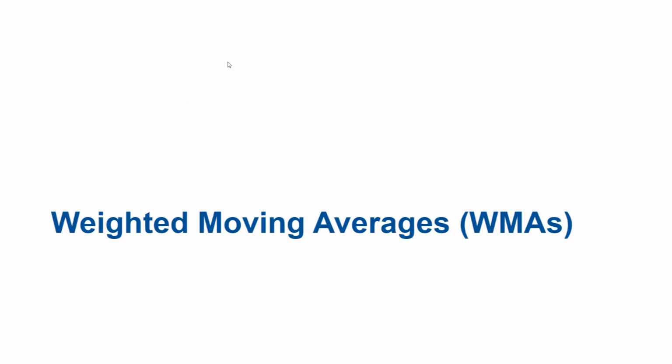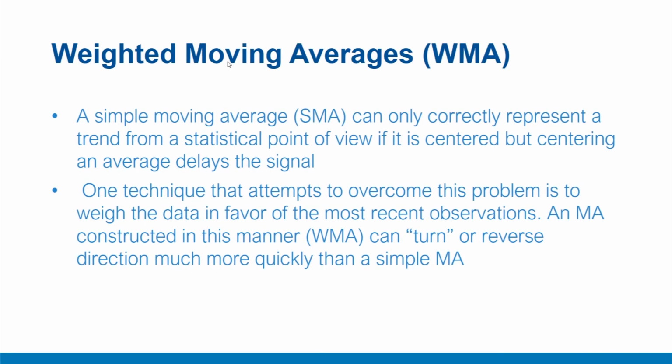Weighted moving averages, WMAs. In this video, we'll examine the concept of WMAs and their computation through a simple example. A simple moving average, SMA, can only correctly represent a trend from a statistical point of view if it is centered. But centering an average delays the signal. The reason being, all the observations in an SMA are given equal weightage, and therefore older observations drag the MA and make it less timely.